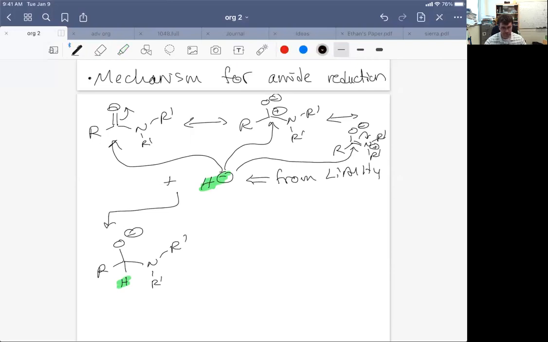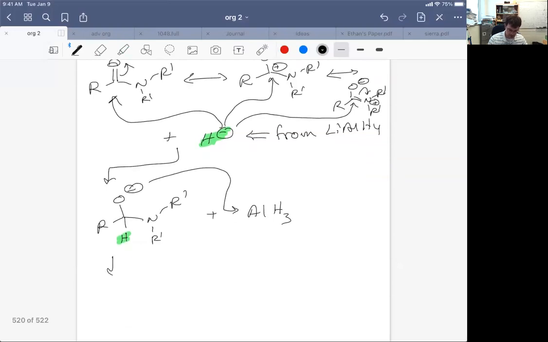So what we do at this stage is recognize that the negative charge is going to add up to something on our system. And that something is going to be an AlH, and I'm going to put in trihydroaluminum. So the negative charge is going to add up to the group 3 element, aluminum, to give us this intermediate.